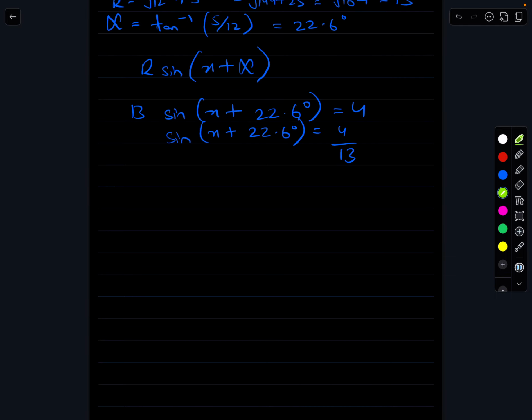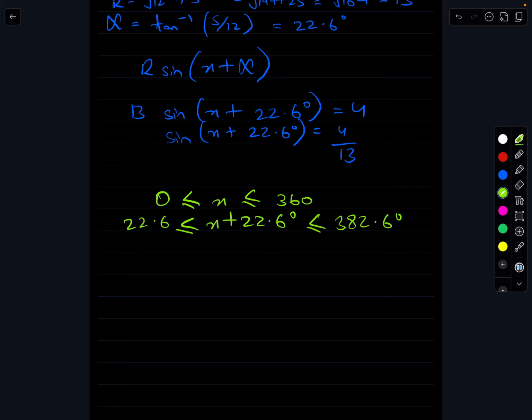The first step is always adjusting the range, altering the range if needed. We need to do that, thus we'll do that. Just add 22.6 to everything, and this is what you'll get. So this is our new range.